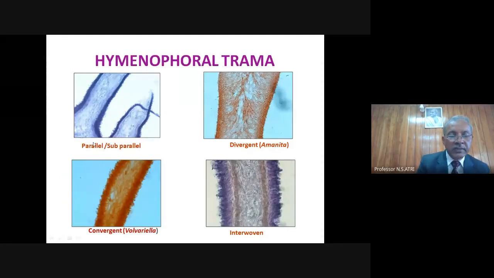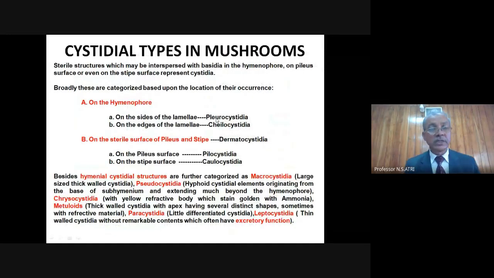So you can see here, these are parallel running hyphae in the hymenophoral trama. They are parallel running, or they may be interwoven, intricately intertwined with one another, or divergent, extending from the center outwards, inverted V type. You can see the arrangement like this, inverted V type. And here you have V-type arrangement, convergent, with hyphae converging from the subhymenium into the center of the lamellae. Like that, you have variation. If you have convergent hyphal arrangement, straight away go to Pluteaceae, Volvariella, etc. If you have divergent arrangement, go to Amanitaceae, Amanita, etc. So you have these characters, which are very important.